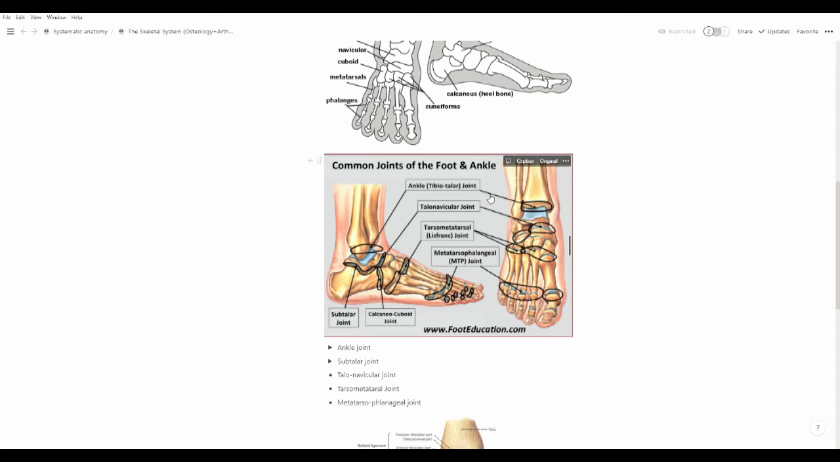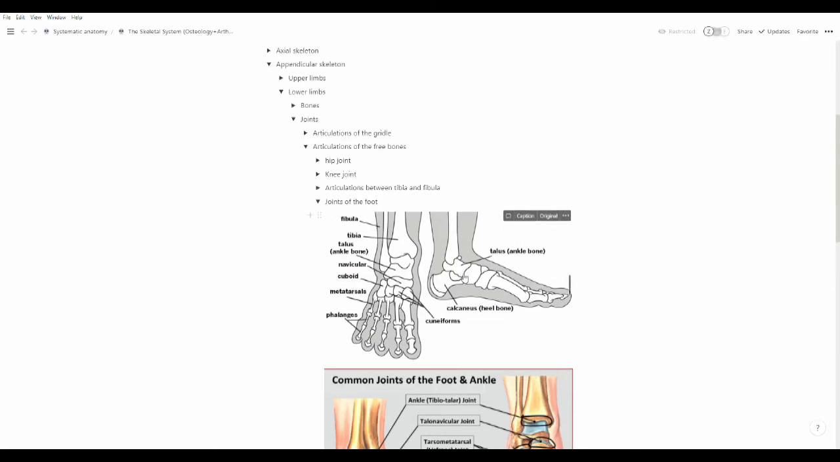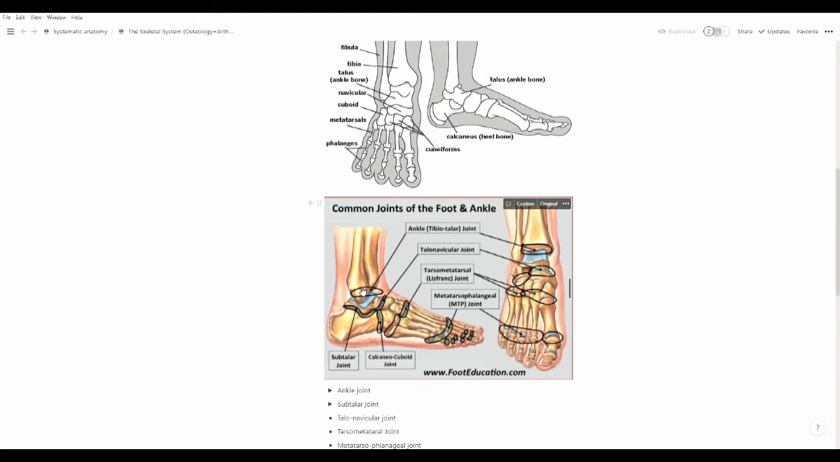And here we have the ankle joint. The ankle would be called the tibio-talar joint. Here we know that this is called the talus, and this is the fibula. The big one is the tibia. So the ankle would also be called the tibio-talar joint.